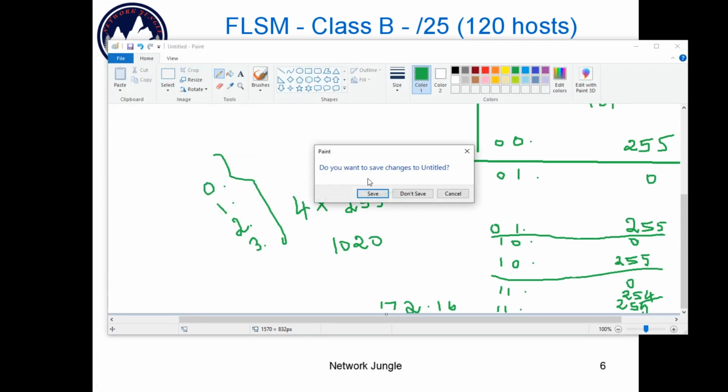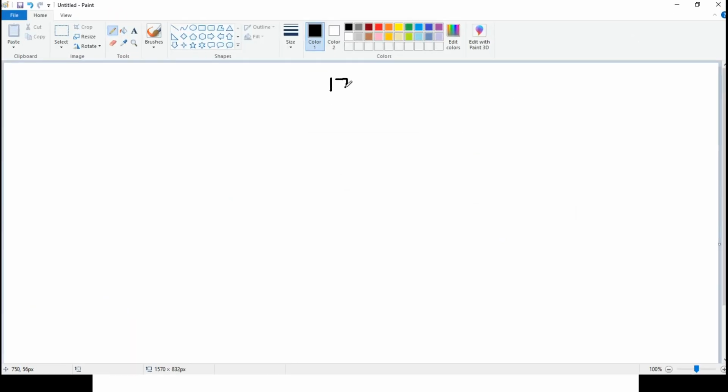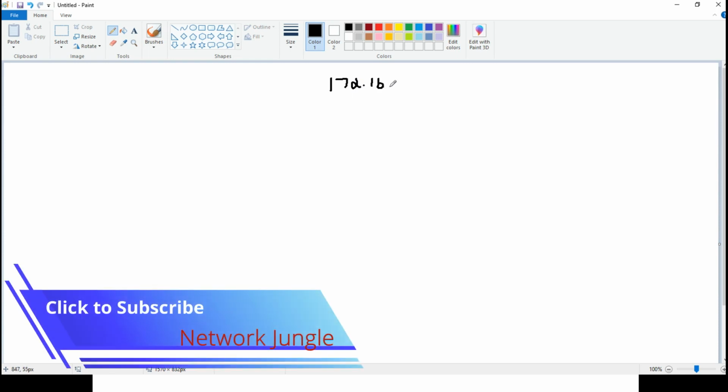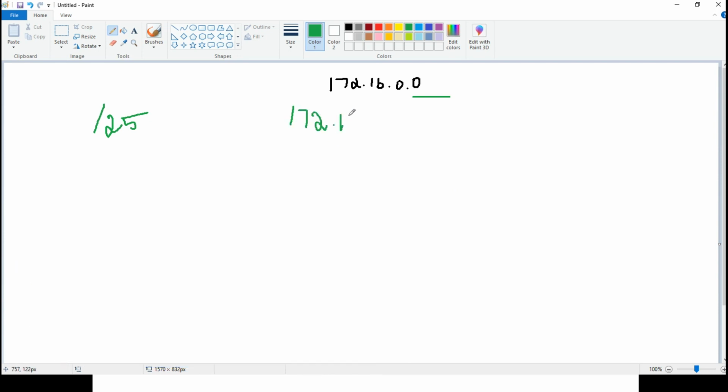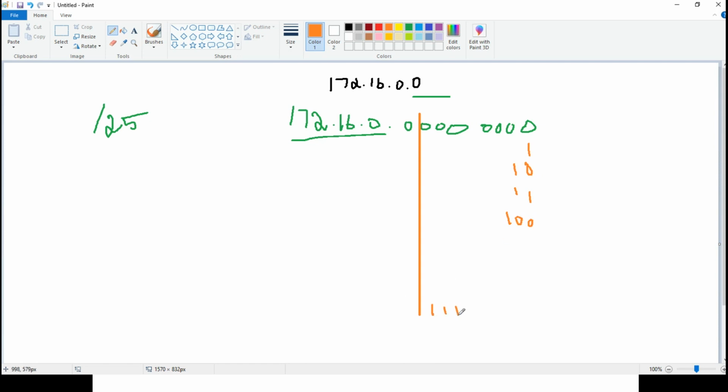Let's take the paint. I will clarify the doubts. For example, we can choose 172.16.0.0. We use the subnet /25. It covers the last portion of the IPv4 bits. So 172.16.0.0 is written in decimal form, and the final portion can be written in binary format. The first 25 bits cannot be changed. As we already know, the rest can be incremented by 1: 1 0, 1 1, then 1 0 0. So the final value is 7 bits of 1.